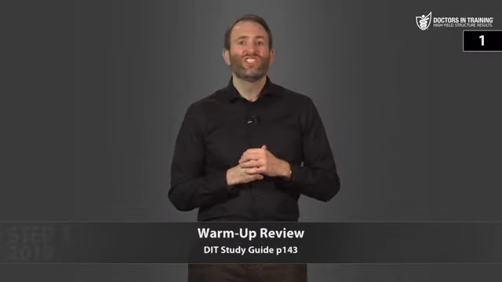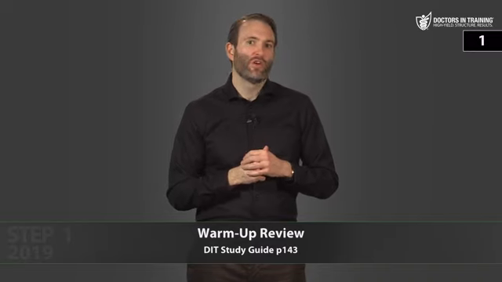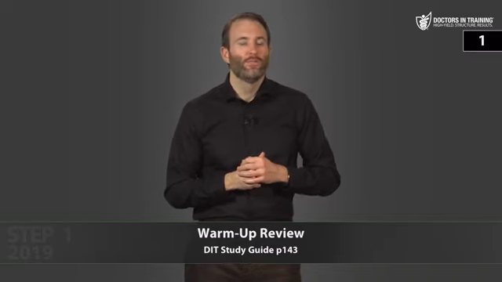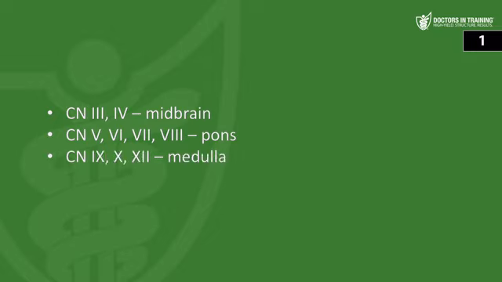It's time for another warm-up review. Let's get going. In which section of the brainstem is each of the cranial nerve nuclei located? So the nuclei for cranial nerves 3 and 4 are located in the midbrain. Cranial nerves 5, 6, 7, and 8 are located in the pons. Cranial nerves 9, 10, and 12 are located in the medulla.